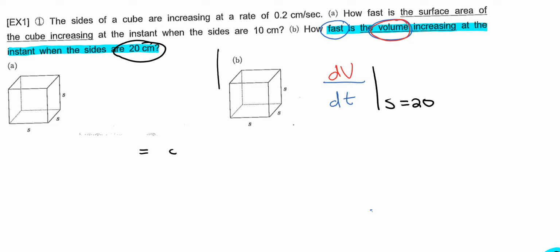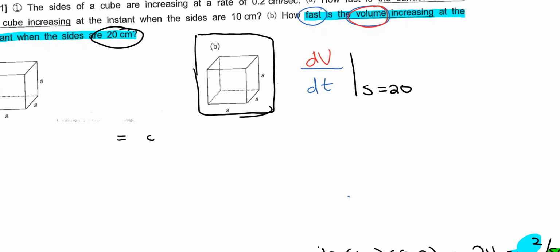For part B, we're dealing with the volume of a cube, and the volume of a cube is length times width times height. So let's start off with the volume of a cube. That's length times width times height, which in this case is s times s times s, which is s to the power 3.